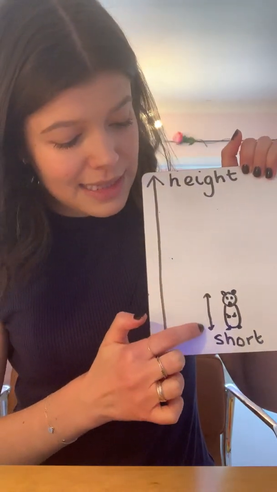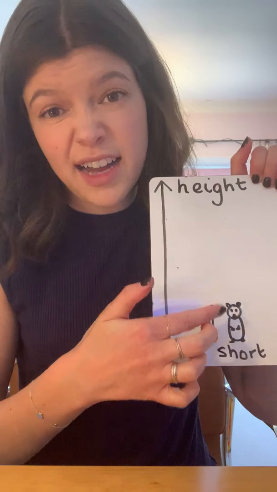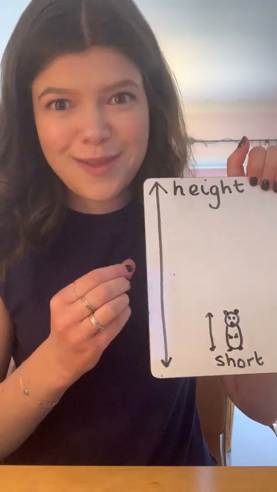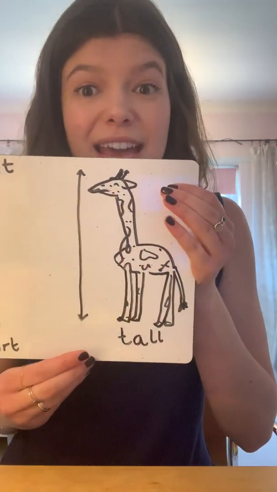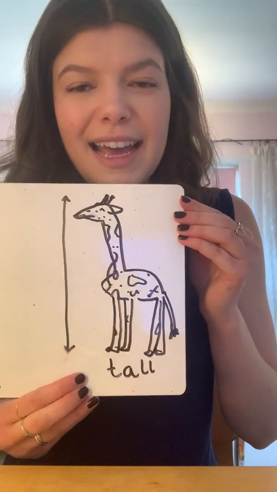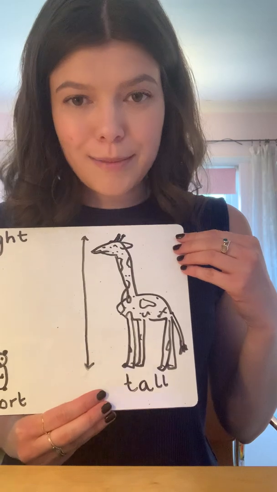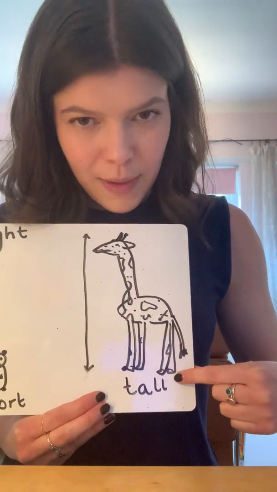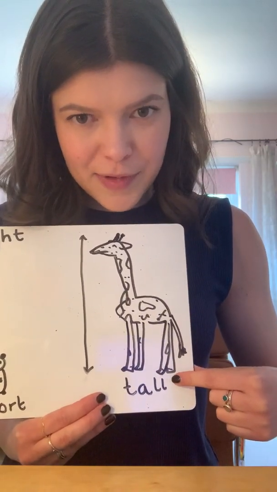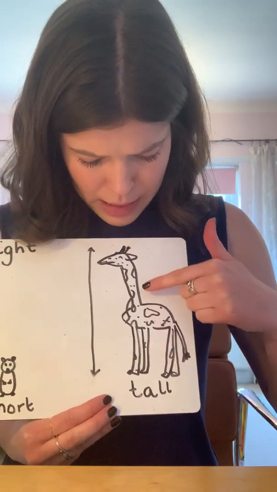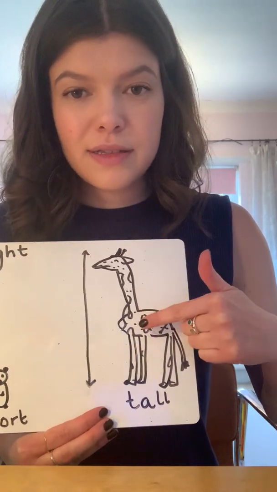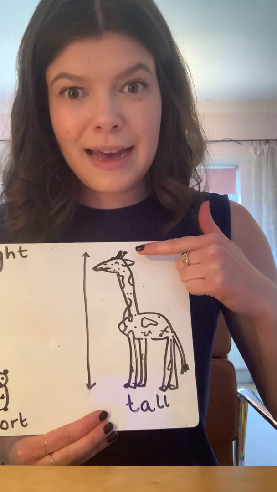So it's only got this little bit here. It doesn't come up very high. It's not very tall, so I can say it's short. Now, if I look over here, I have got a giraffe. I tried my best drawing my giraffe, okay. Now, this one, I know that it's got all the way at the bottom, it's got its feet, and then all the way to the top, it's got this really tall bit here.